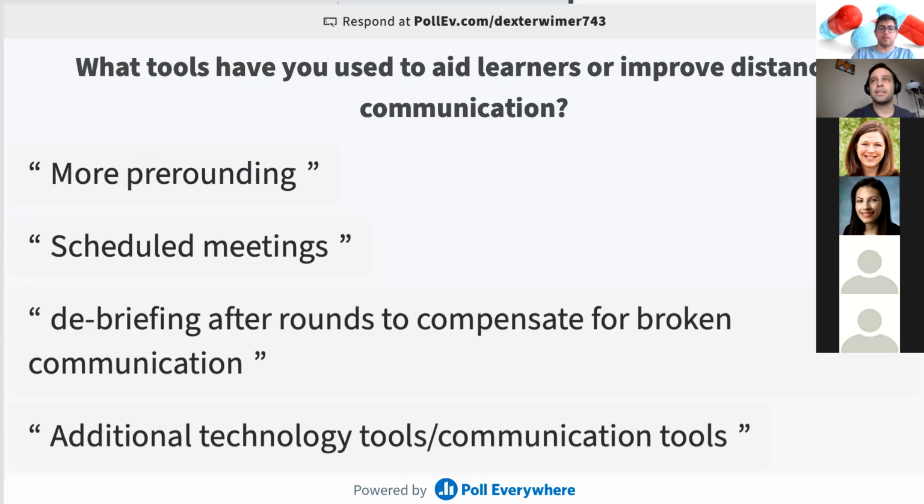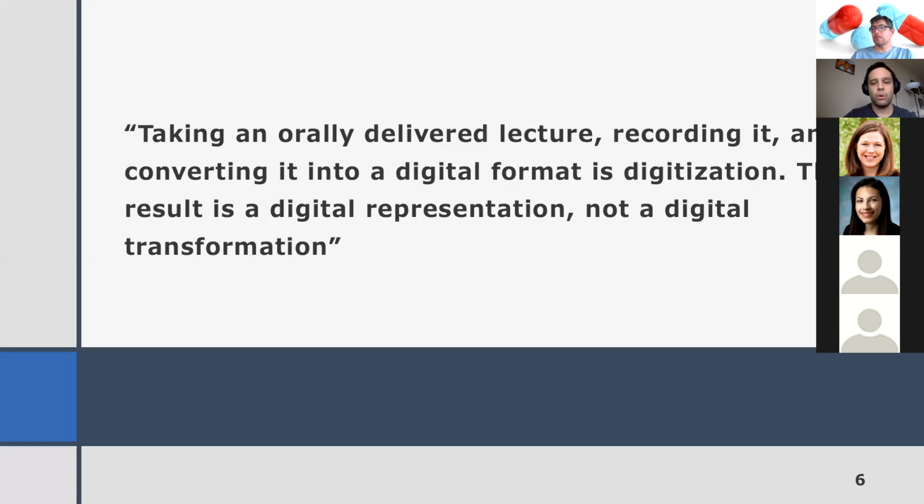More pre-rounding and scheduled meetings, definitely. All those are components of things that we have done to change in this landscape. I think the scheduled meetings is particularly important, and we'll talk a little bit about that in a minute. So I wanted to share this quote before we jump into some of the meat of this presentation.